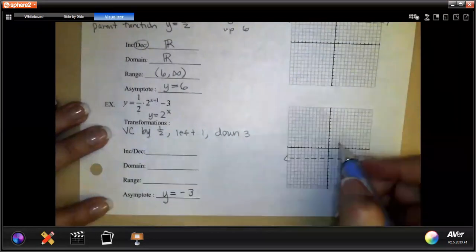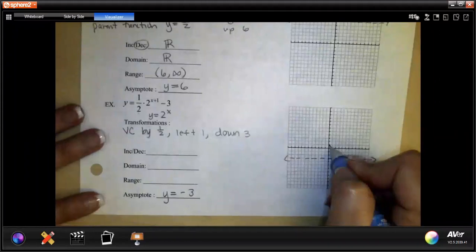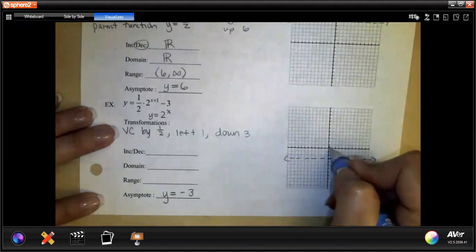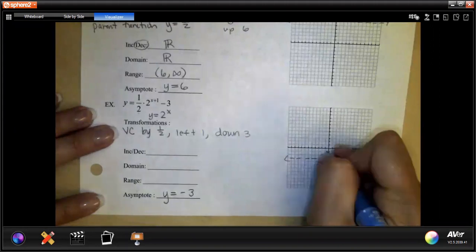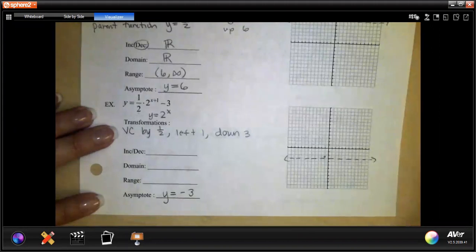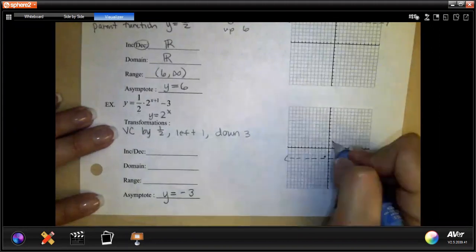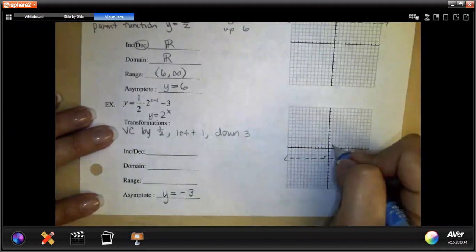All right, to graph our next point, we start at that 0, 1. To vertically compress that by 1/2, we multiply times 1/2. So that would take it to 0 and 1/2. Then we move to the left 1 and down 3. We do the same thing to our second point. So our second point was at 1, 2. We compress it by 1/2, so it's going to be at 1, 1. We move it to the left 1 and down 3.